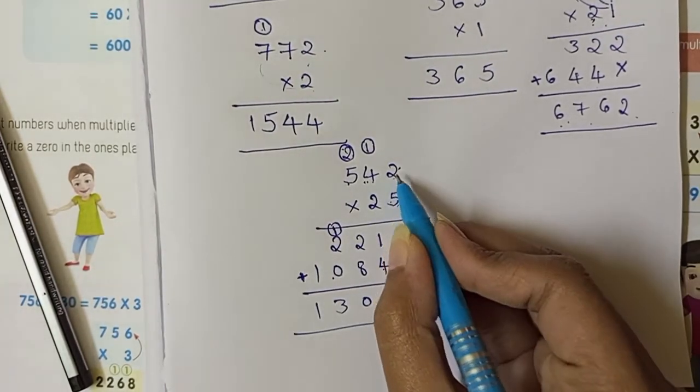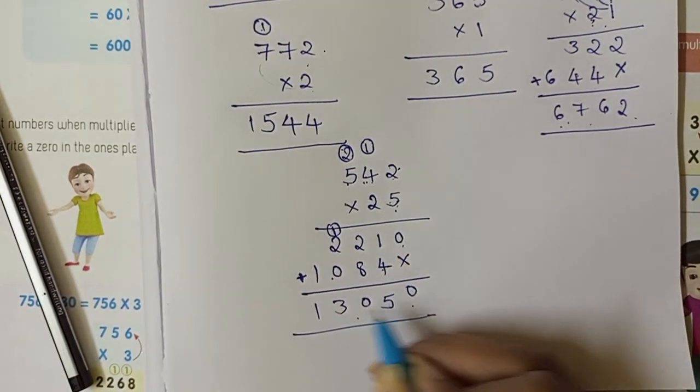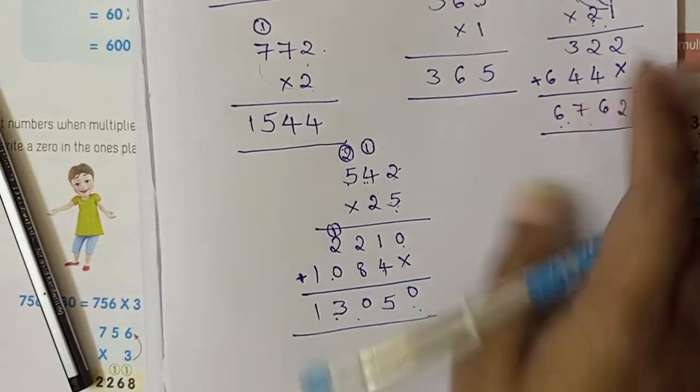So 542 into 25 is 13,050. See the next example, all of you.